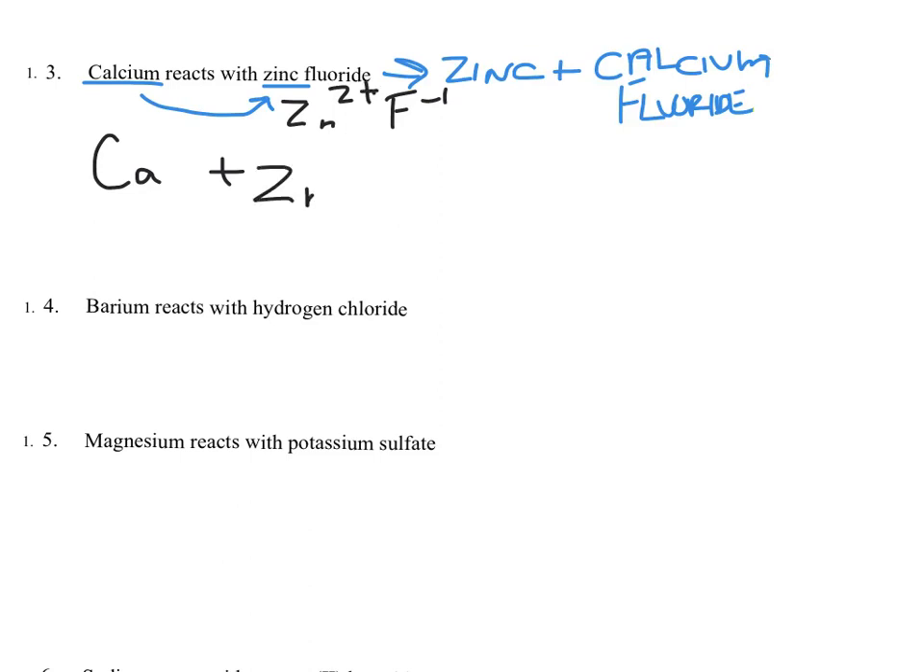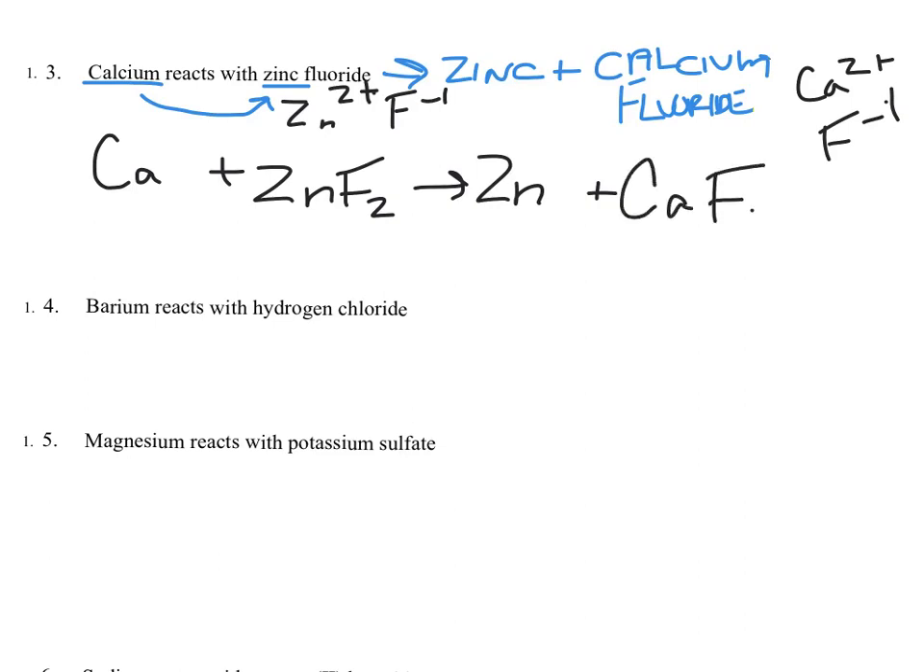Coming together is an ionic compound that would be ZnF2. Now zinc is by itself, so it's just Zn. And calcium fluoride, let's see, calcium's +2, fluorine's -1. So therefore, that would come together as CaF2. And in this case, nice enough, everything is already balanced. So we have done our single replacement reaction. Just remember, calcium came in and kicked out zinc. That's why zinc's by itself, and calcium's now with fluoride.